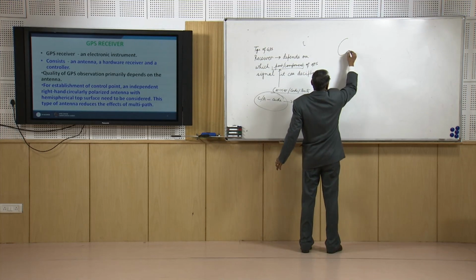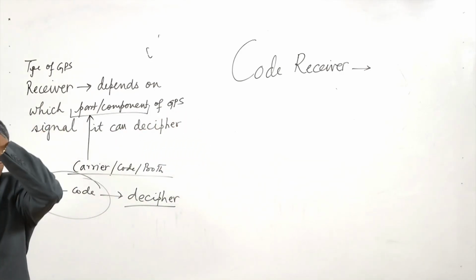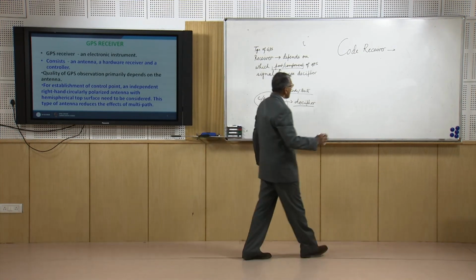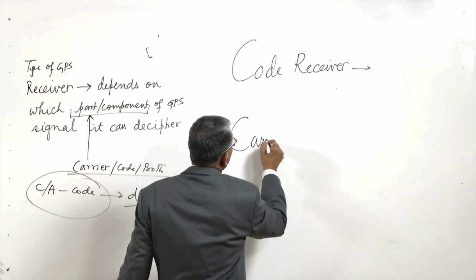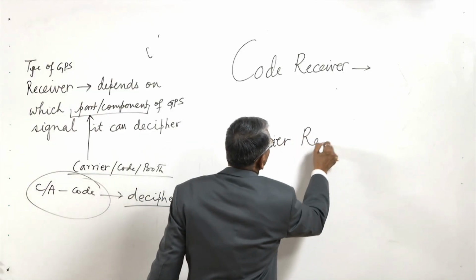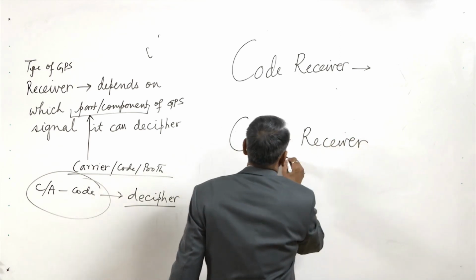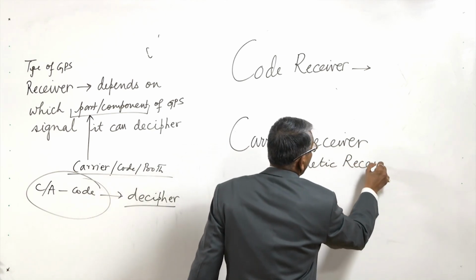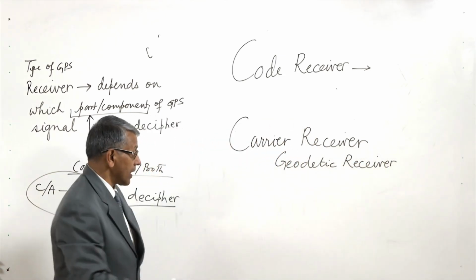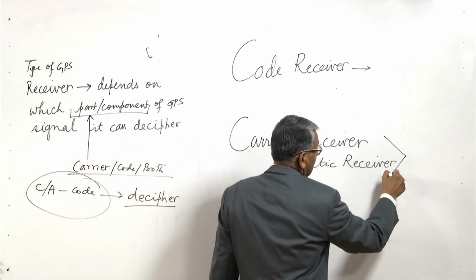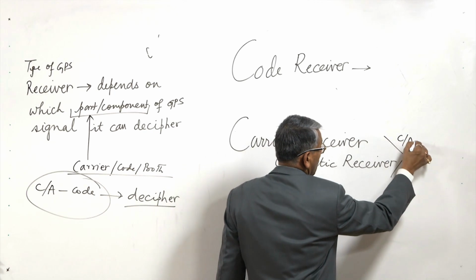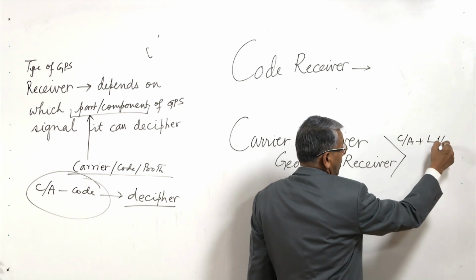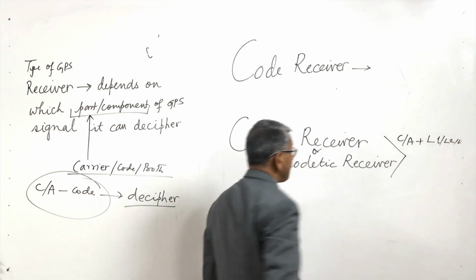One is called the code receiver. This type of receiver can decipher only the code part of the GPS signal, and the other type is the carrier receiver, also called the geodetic receiver, which deciphers the CA code plus any other frequency, L1 or L2, L3, whatever it is.